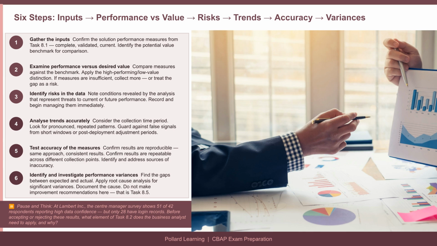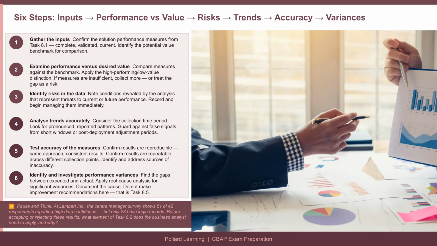Step 6. Identify and investigate performance variances. Find the gaps between expected and actual results. Apply root cause analysis for significant variances. Document the cause. Improvement recommendations are held for Task 8.5.